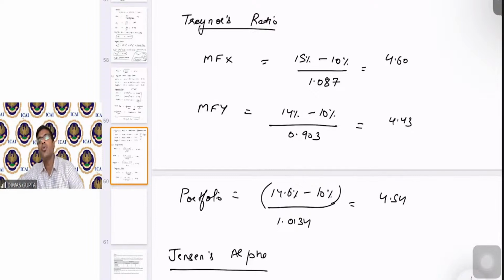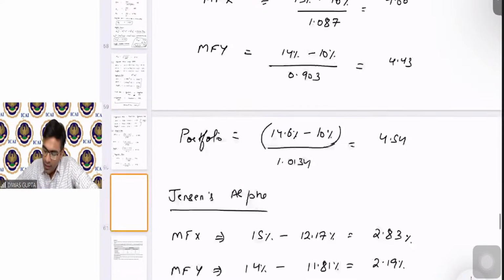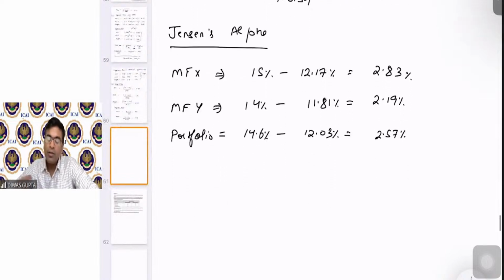With Treynor's ratio, again the highest excess return over 1 unit of beta is from mutual fund X. And even on Jensen's alpha, the highest absolute difference between actual return and expected return is coming from mutual fund X. So clearly, mutual fund X is the outlier in all the three evaluation techniques.